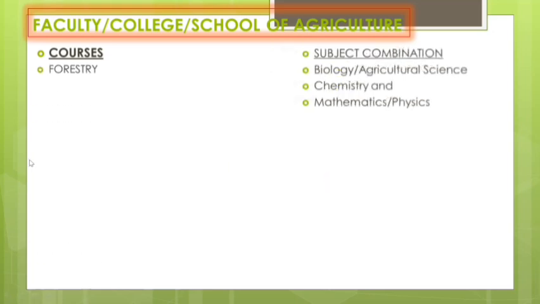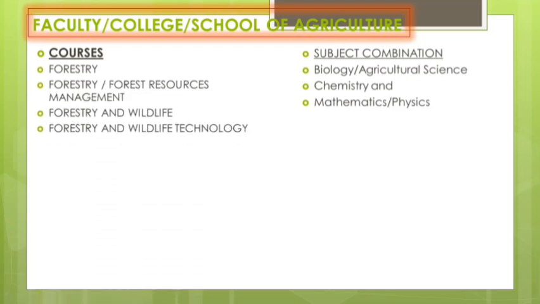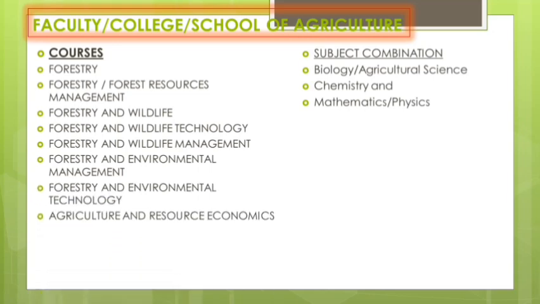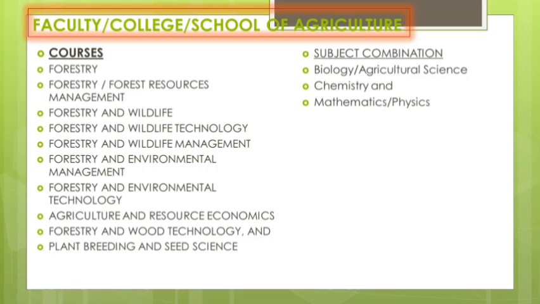For candidates applying for forestry, forestry or forestry resources management, forestry and wildlife technology, forestry and wildlife management, forestry and environmental management, forestry and environmental technology, agriculture and resource economics, and plant breeding and seed science. These are your JAMB subject combination.